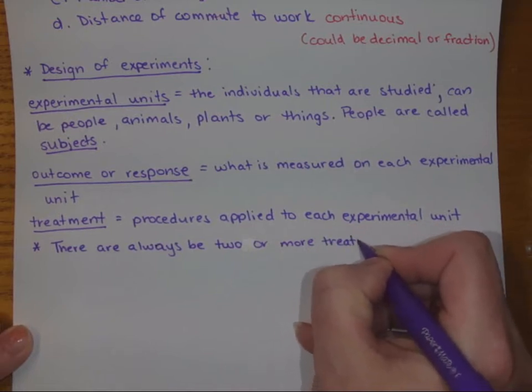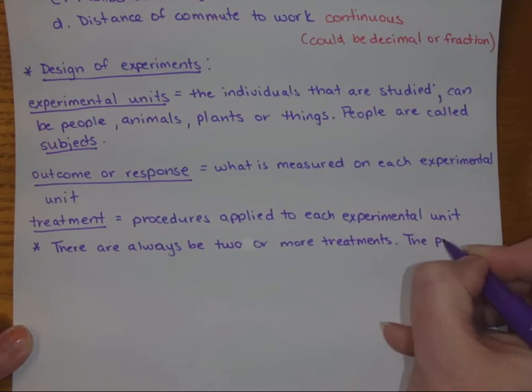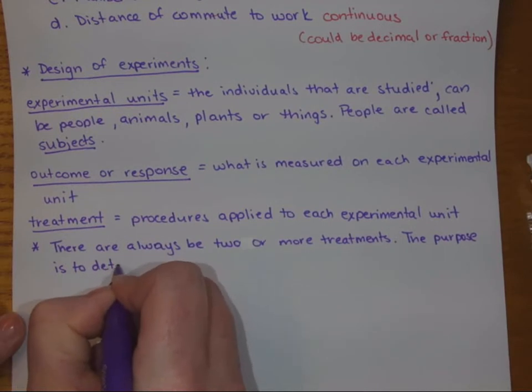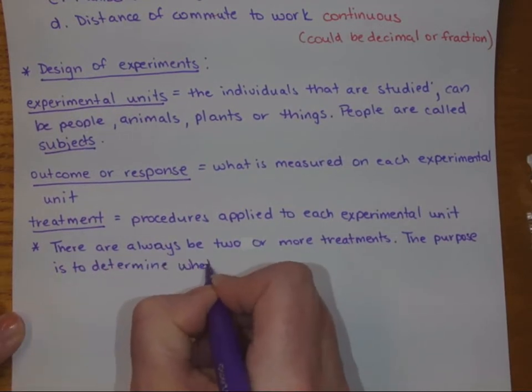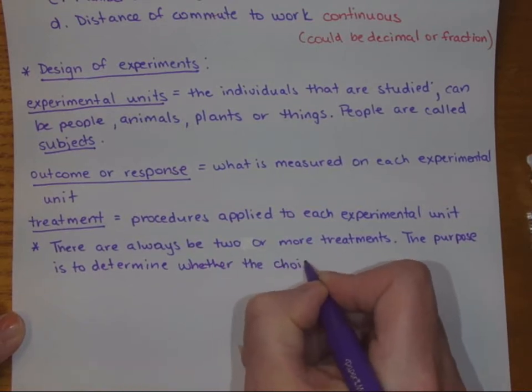So the reason you have to have different types of treatment is because the purpose of your experiment to begin with is to see if your treatment made a difference, right? So it's to determine whether the choice of treatment changes the outcome or not.